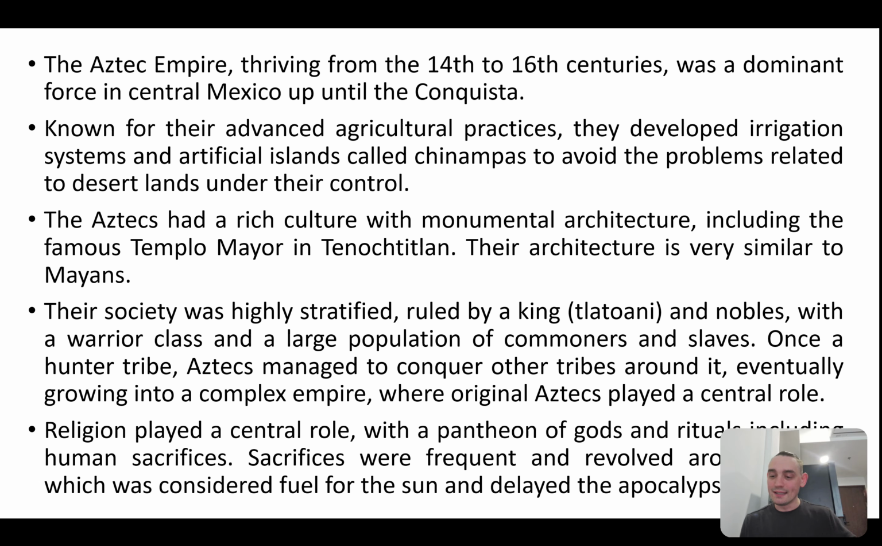That the land is being used. If you didn't use your land, you would lose your status. You would become a slave. You would be punished by the society.